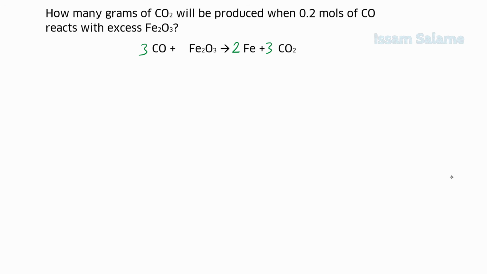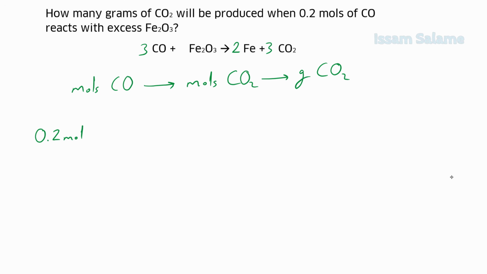And now my advice for you when you solve stoichiometry problems is to draw a sketch of the steps that you want to follow while solving. Like here, we start with the given, which is moles of carbon monoxide. We convert it to moles of carbon dioxide by using the balanced chemical equation. Then we convert the moles of carbon dioxide to grams of carbon dioxide by using the periodic table as we mentioned before. We start with the given 0.2 moles of carbon monoxide.